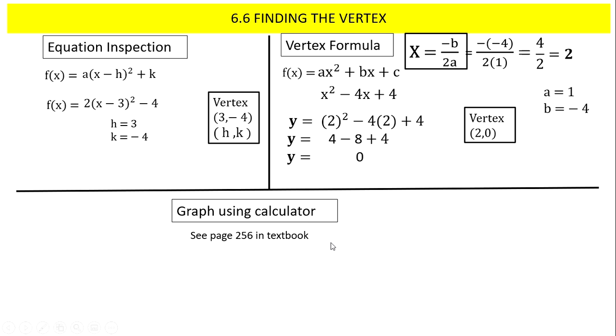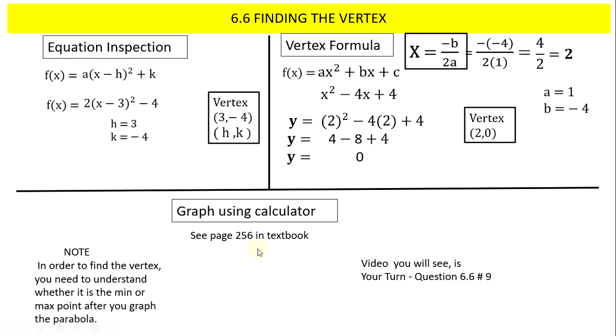The third way of finding the vertex of a parabola is to graph it using the calculator. This is explained in our textbook on page 256. The one thing you have to know about this is, in order to find the vertex, you need to understand whether it is the minimum or the maximum point after you graph the parabola. So basically, you're going to graph the parabola at the y equals, and then look at the graph and decide whether it opens up or down, and so therefore whether this vertex is a maximum or a minimum.